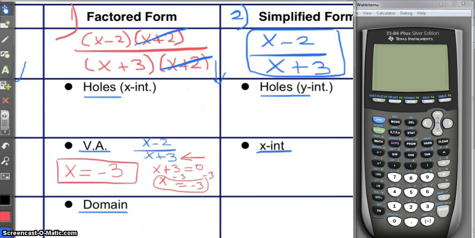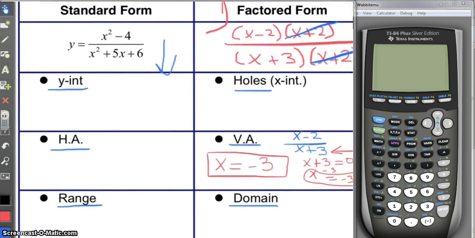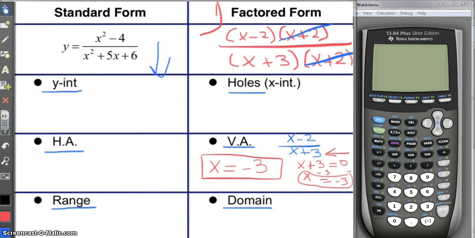Now, how do I find the horizontal asymptote? To find the horizontal asymptote, you always have to make sure that you look at your main equation, which is y equals x squared minus 4 over x squared plus 5x plus 6. What you need to do is look at the power on the top. The power on the top is a 2. Then look at the highest power on the bottom, which is also 2. So as you can see, the top and the bottom have the same highest exponent.